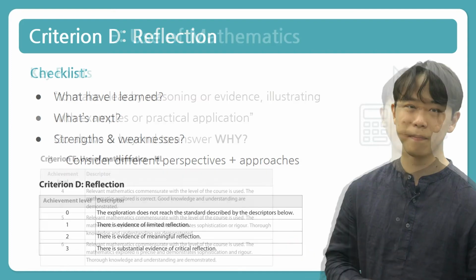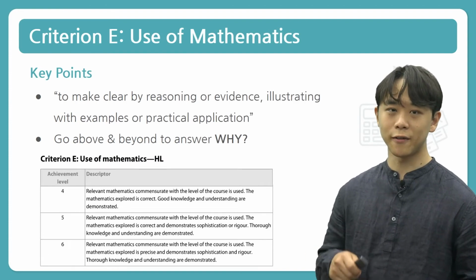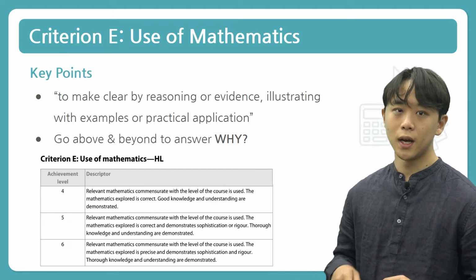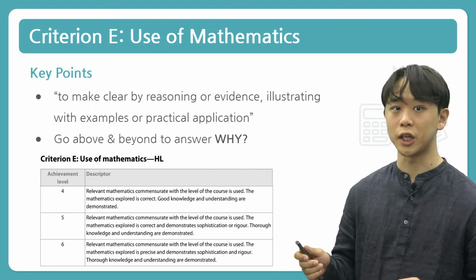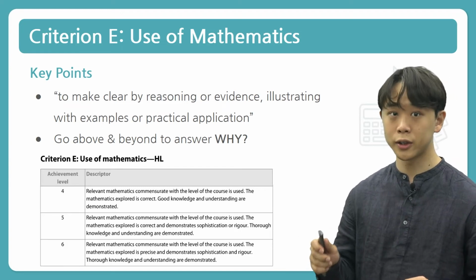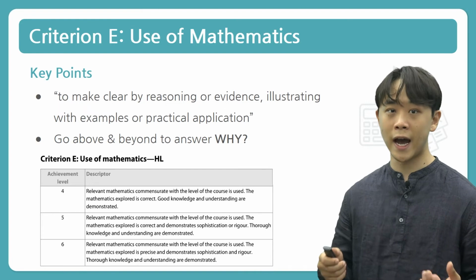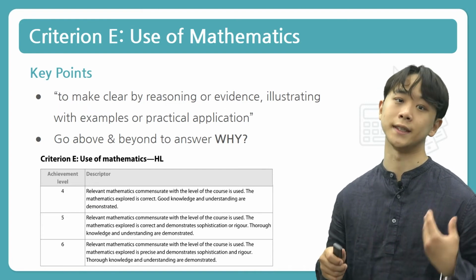Is one method better than the other, or is the approach you took the most optimal that could have been done? Criteria E, use of mathematics. This section is worth a staggering 6 points. It's one of the most heavily weighted sections in the IA, but it's also where students' scores tend to diverge. So if you need a good score on your IA, this part is where you need to excel at.